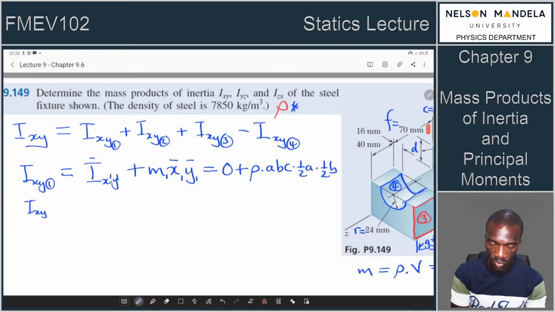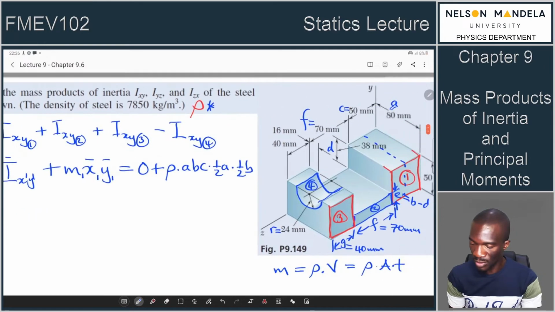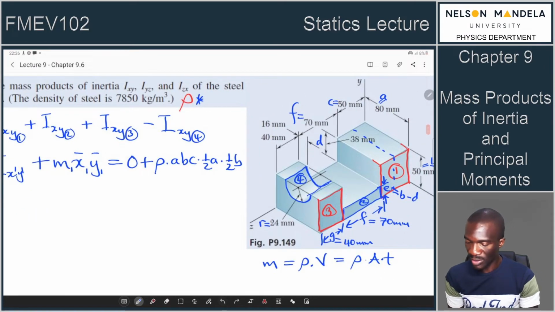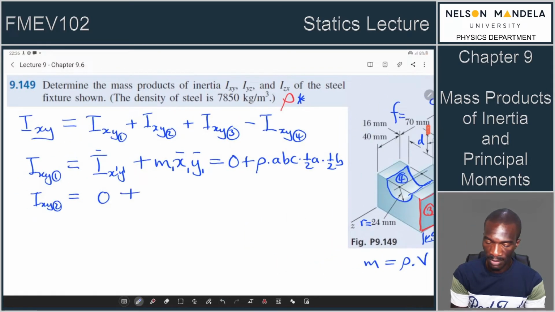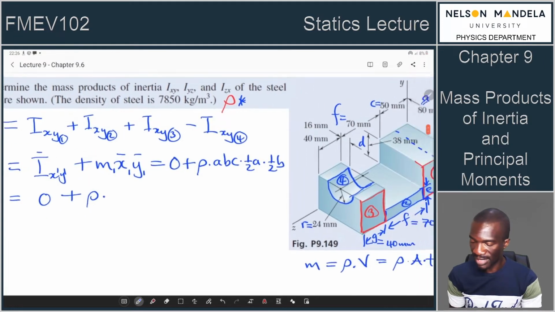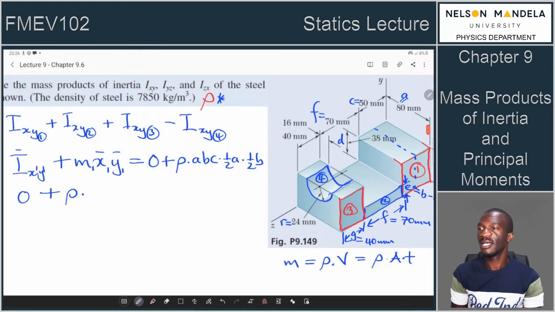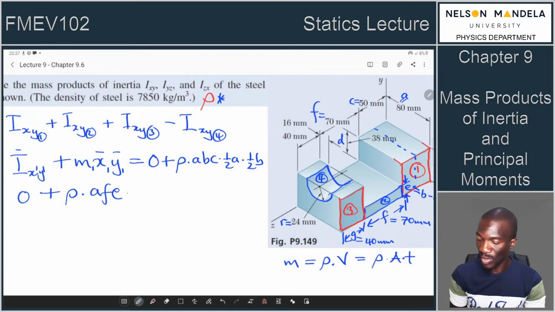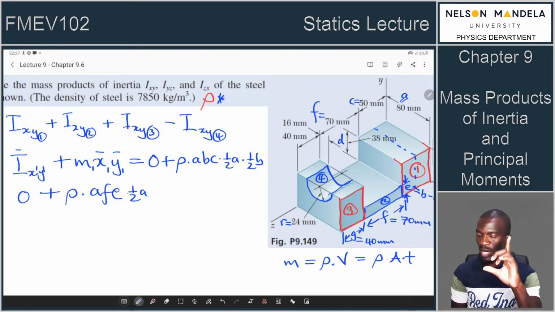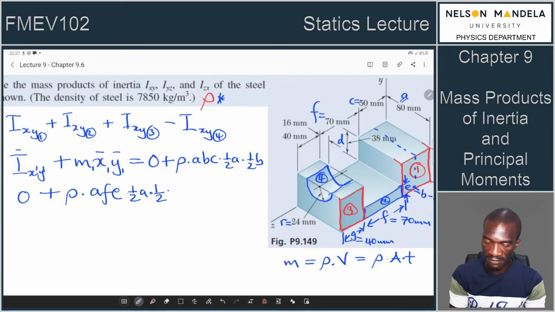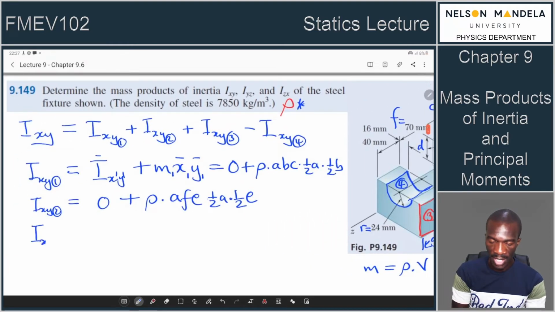How about Ixy of 2? We won't rewrite the equation, but we know that it is also symmetric about at least one of the axes, so this is a 0 plus our rho multiplied by the volume of that second object. The volume is A times F times E, AFE. So rho times AFE. What is x bar? X bar is still half of A. What is y bar? It's now half of E. So it's times half of E. Right, so we've got Ixy of region 2.